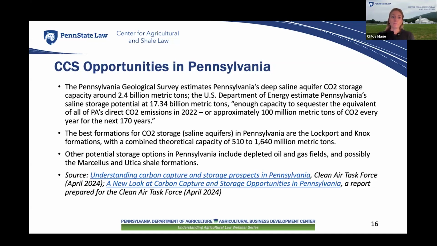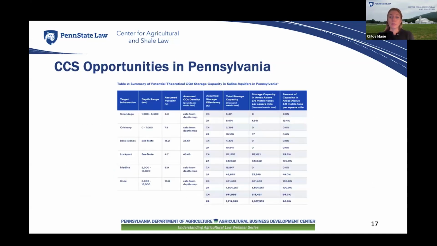Now, the most promising CO2 storage formations in the state are the Lockport and Knox formations, located primarily in the western and central regions of the state, with estimated combined storage capacities ranging from 510 million to 1.64 billion metric tons. Other formations such as Onondaga, Oriskany, and Medina show less potential, while Bass Islands has no measurable capacity based on available data.